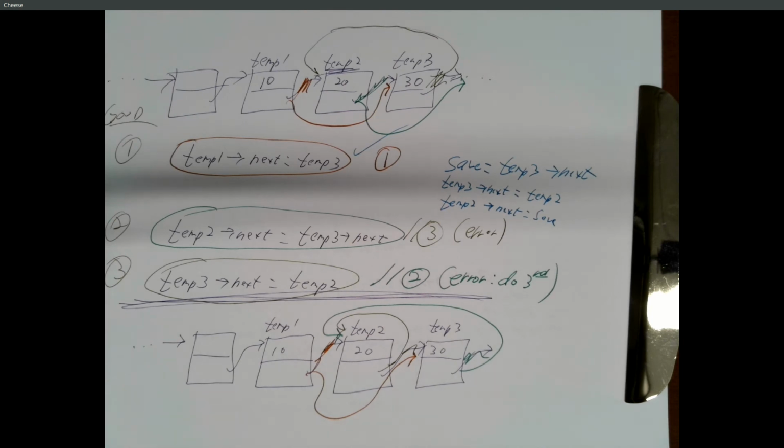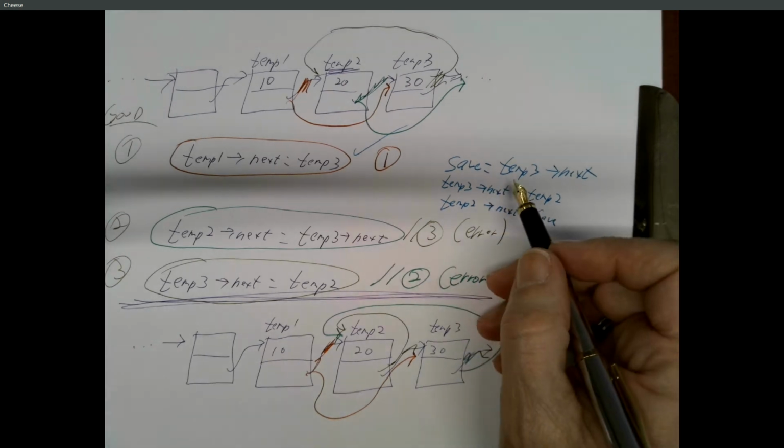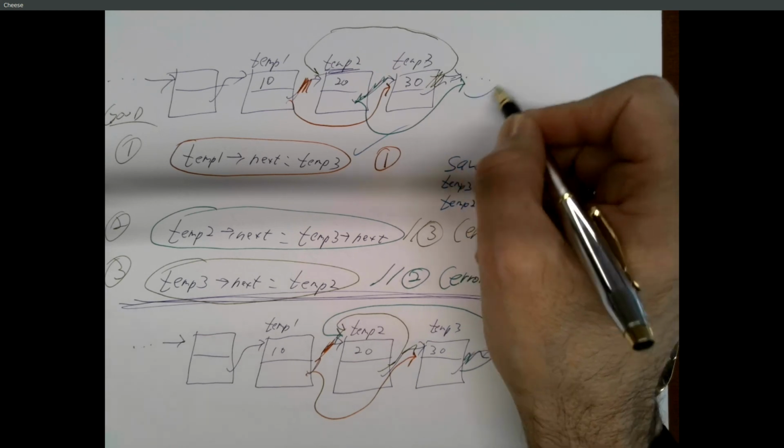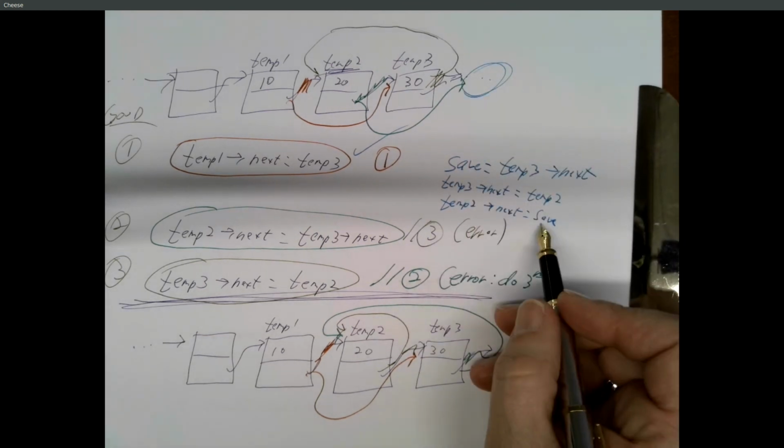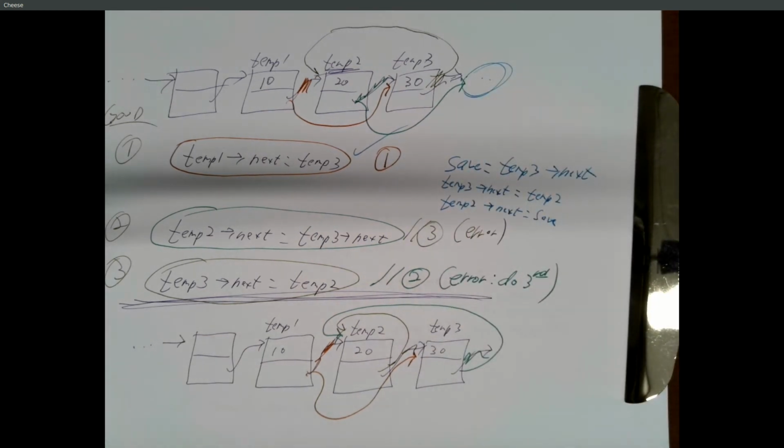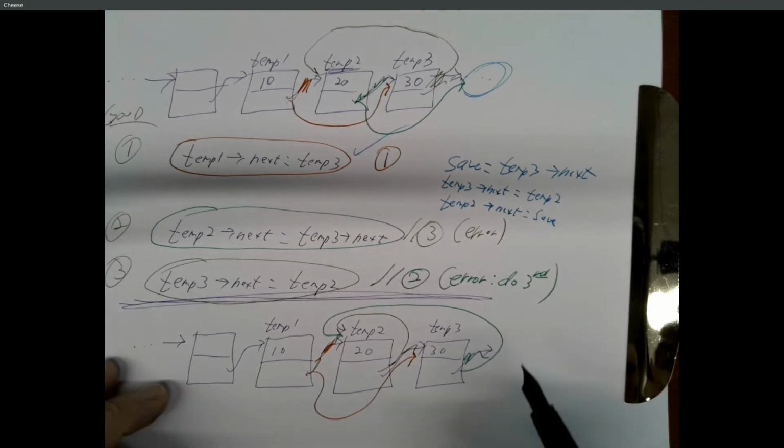Okay, that's fine, right? Temp 2 is remembering where temp 3 was pointing. That's the address of this block. Down here I set temp 2 to point to that. That's fine. Here's what is sometimes tempting to do and what doesn't work.